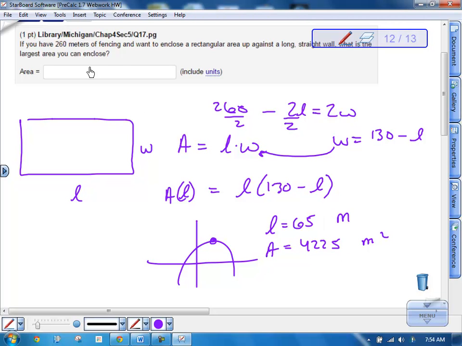Now it said the largest area, so we're going to give this answer right there, 4225, and it does say include units, so we have to write meters squared.